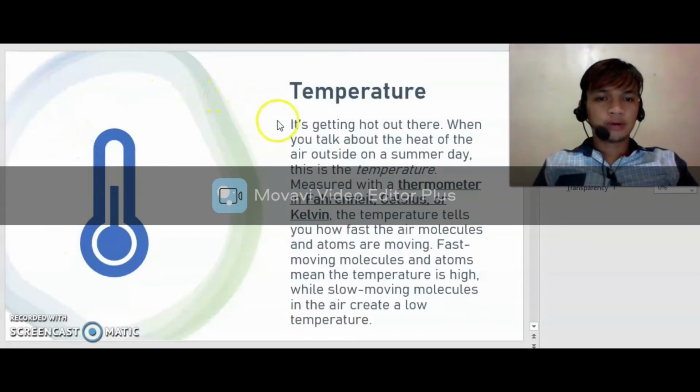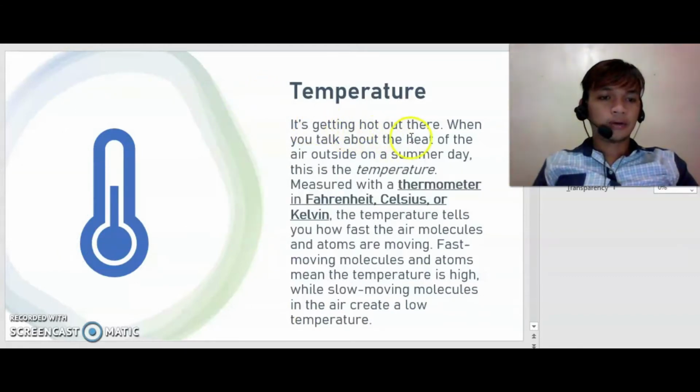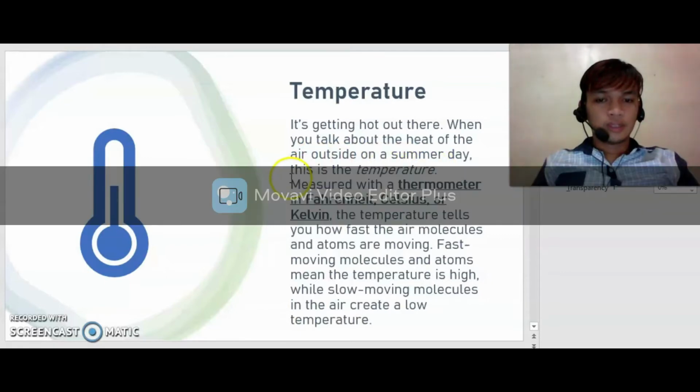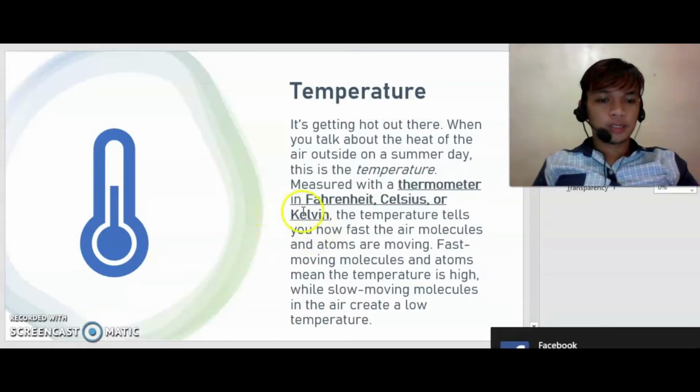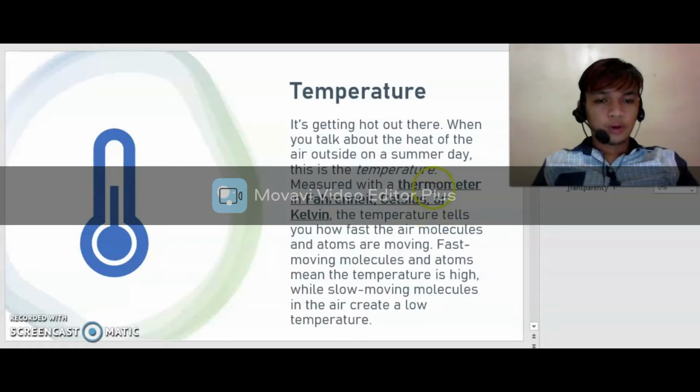So let's say it's getting hot out there. When you talk about the heat of the air outside on a summer day, that will be your statement. The temperature is measured with a thermometer in Fahrenheit, Celsius, or Kelvin. So those are the three units used for temperature. But here in the Philippines, what is common is the use of degrees Celsius as a unit for temperature.